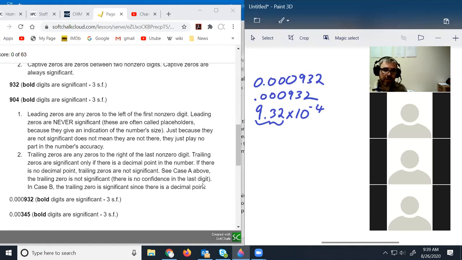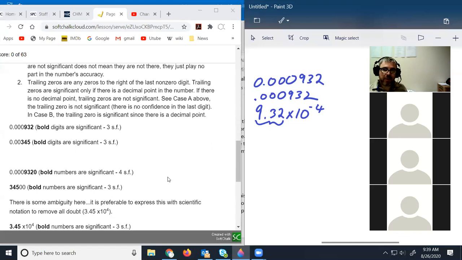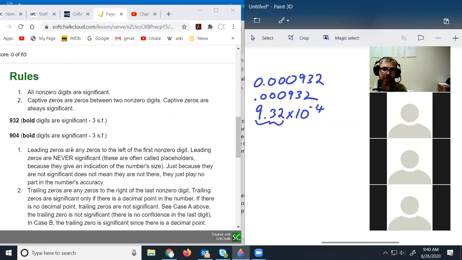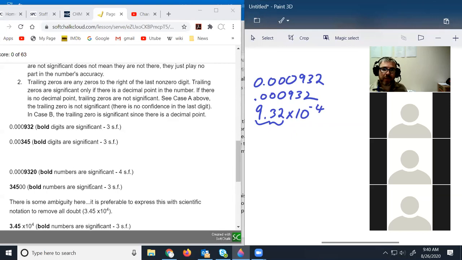Trailing zeros. Trailing zeros are zeros to the right of the non-zero digit. Sometimes they're significant and sometimes they're not. In the case of numbers that have digits past the decimal point, like this number here, 0.009320, these leading zeros are not significant, but this zero is significant. It is part of the accuracy of the number. Whereas numbers that don't have a decimal, like this one here, 34500, or back up here, this 150, those zeros are not significant because those zeros are simply placeholders. Zeros, though, that have been added to something where it's past the decimal point always contribute to the accuracy.